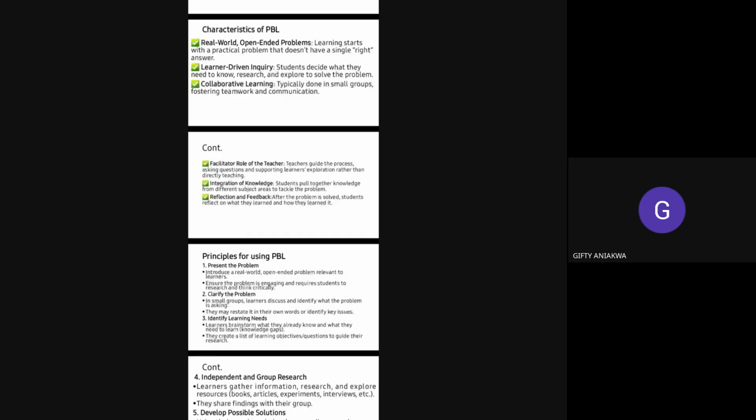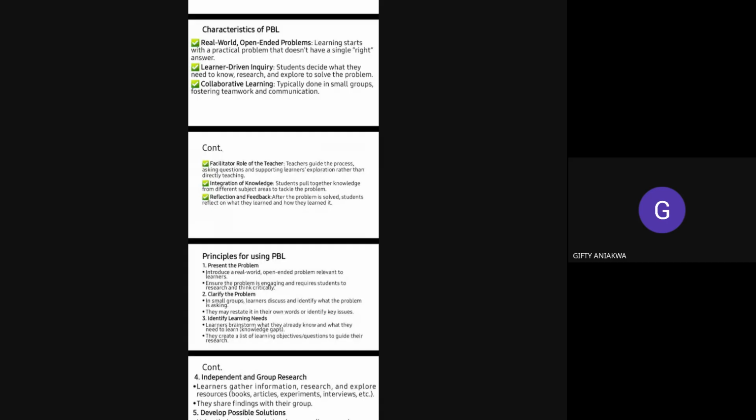Two, you clarify the problem. In small groups, learners discuss and identify what the problem is asking. So either you clarify the problem with them so that they will know which direction to go, or PBL also helps learners to clarify the problem themselves. They may restate it in their own words so that they identify key points and key issues in it, and then they relate it to how they will solve it.